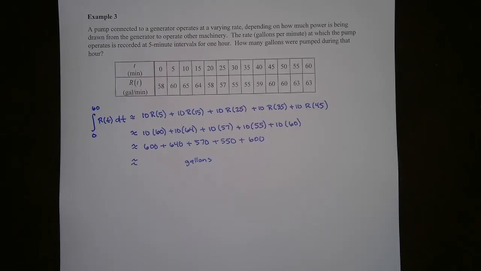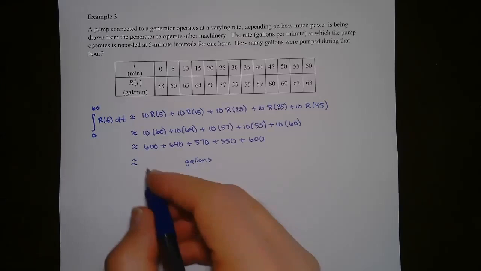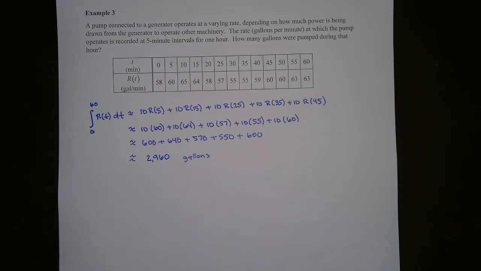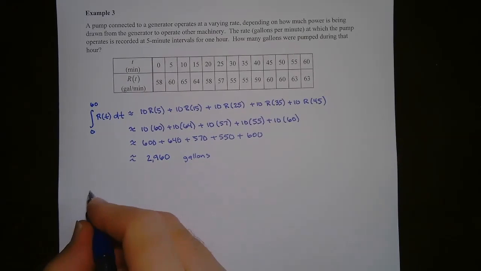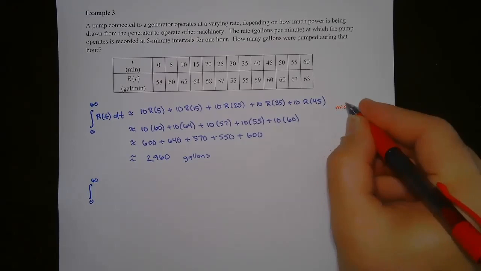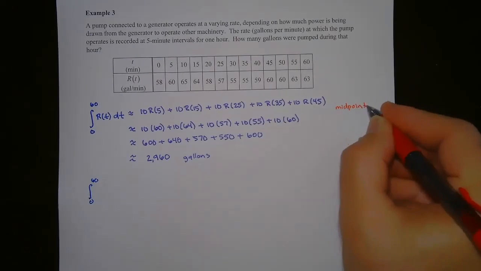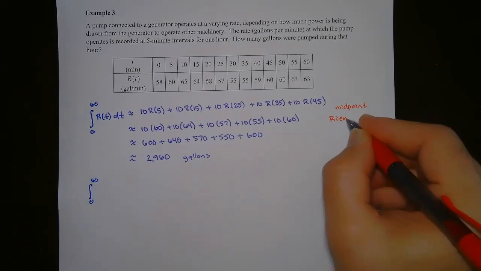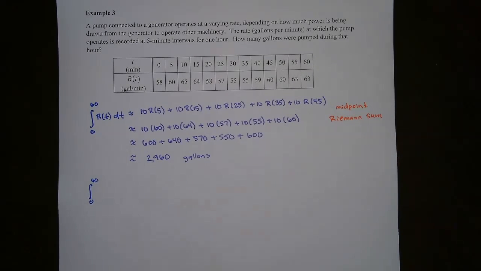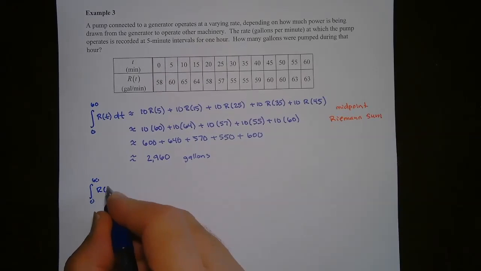Actually, you know what? I'm going to put these in the calculator and give you an answer. So hold on a second. 2,960 gallons. Okay. All right, so another way we could do this, we could go 0 to 60. I should say this is a midpoint Riemann sum, or MRAM.